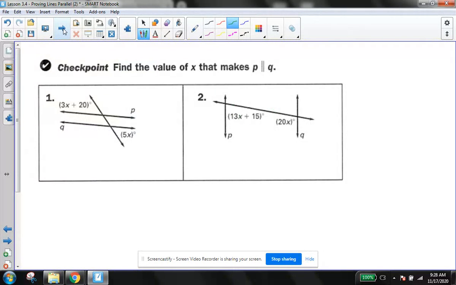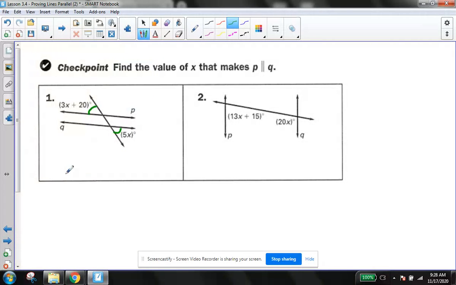Okay, so now let's see if you got this under control. See if you can think back on some of those special angle relationships and find a value of x that's going to make the lines p and q parallel with one another. Okay, so the relationship I was hoping that you would find is that these are alternate exterior angles.